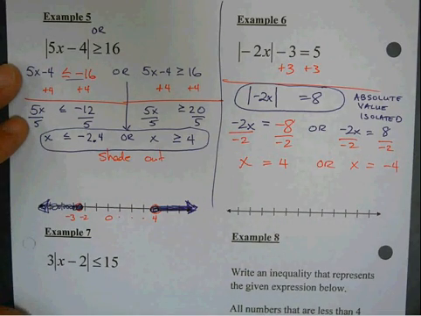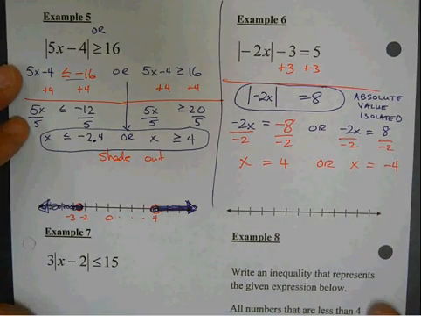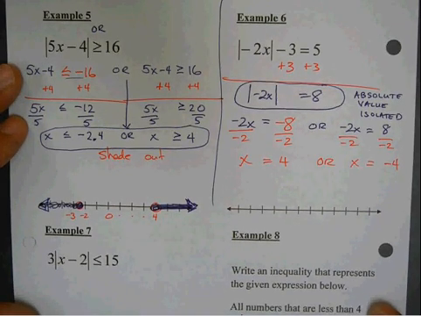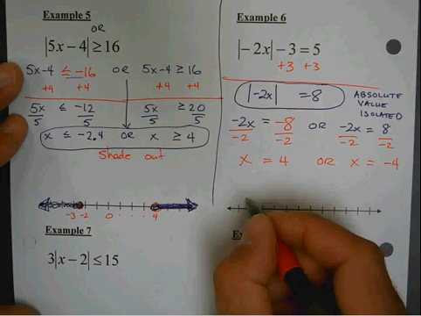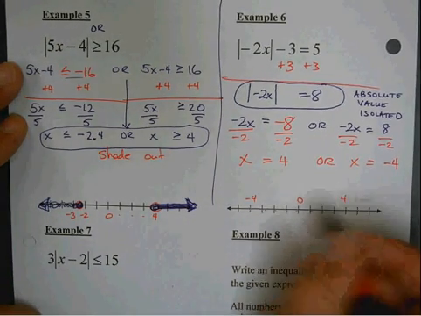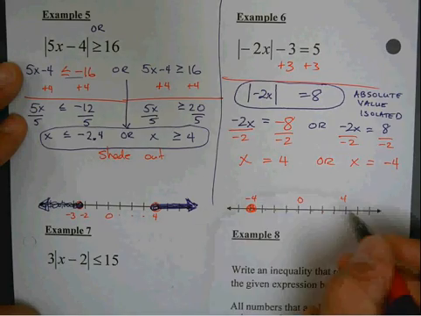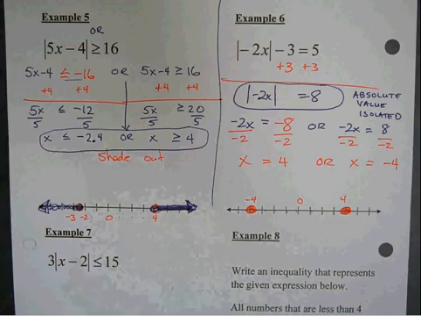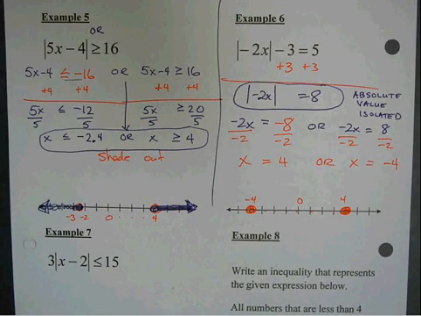How do you graph points? What do I do? Yeah, put negative 4 on the number line. 3, 2, 1, 0, 1, 2, 3, 4. And just put dots. Why don't I shade? It's not asking you. It's not saying greater than or less than. It's just saying these are equal to.